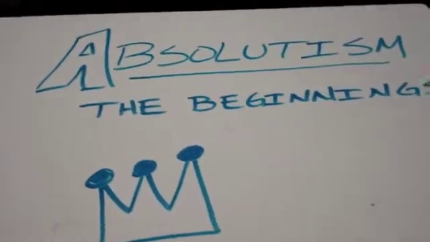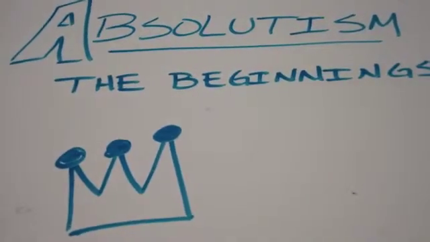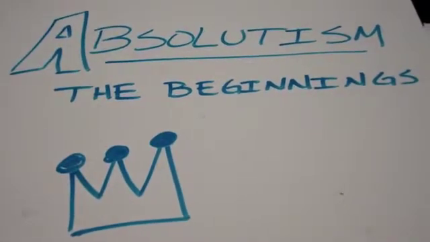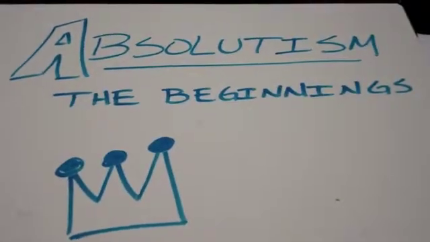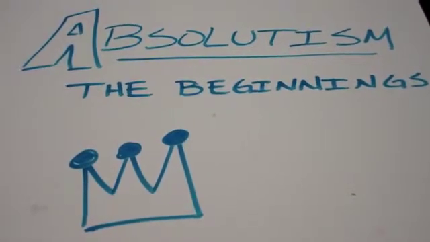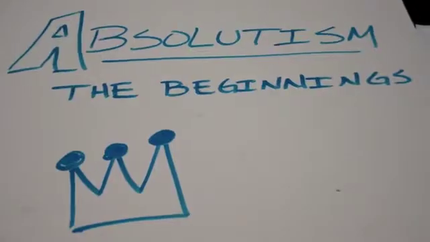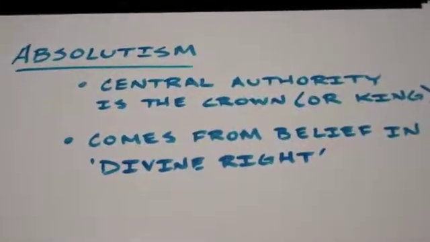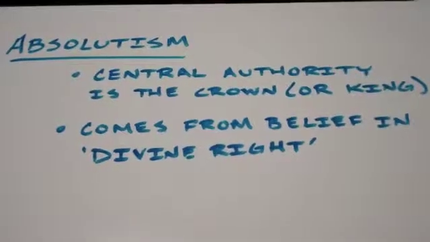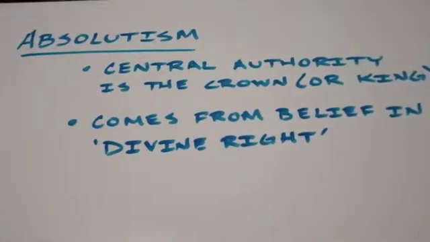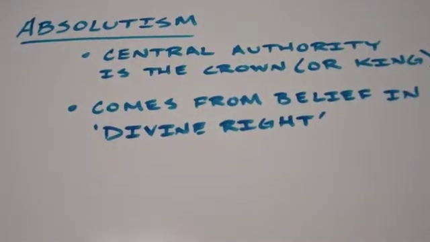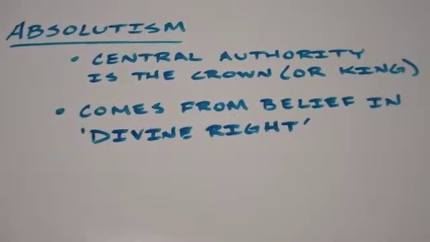Welcome to AP Euro, the flipped version. Today we're going to be looking at absolutism and the beginnings of this. So we're going to look at what it is, what its characteristics are, and who influenced its formation. What is absolutism? Before we can talk about where it came from, what its characteristics are, and then eventually who the quintessential absolute power monarchies are, we need to know what it is.